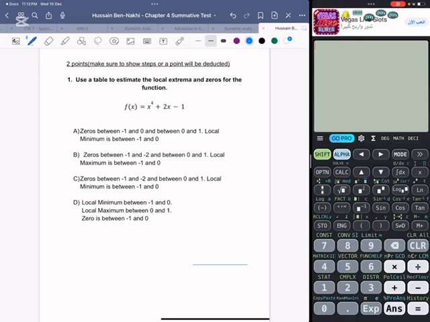So for question number 1, use a table to estimate the local extrema and zeros for the function f of x equals x to the power of 4 plus 2x minus 1. So to make a table, I'm gonna start off like this.